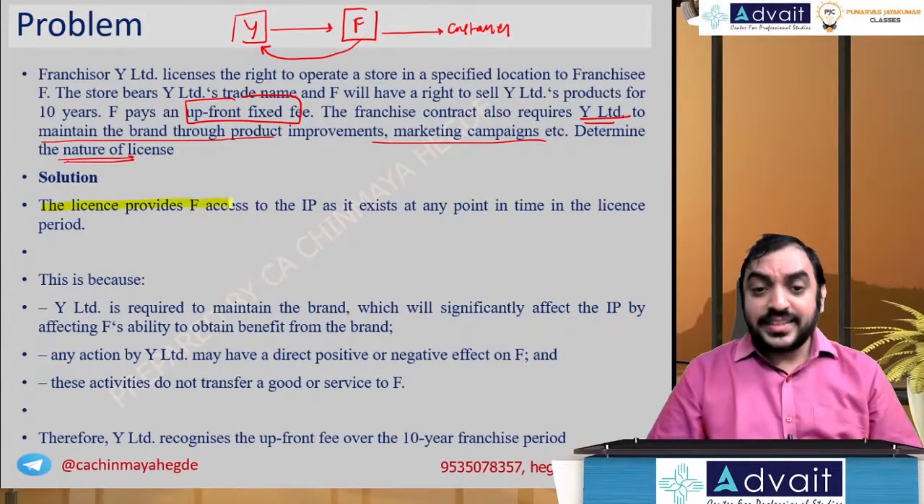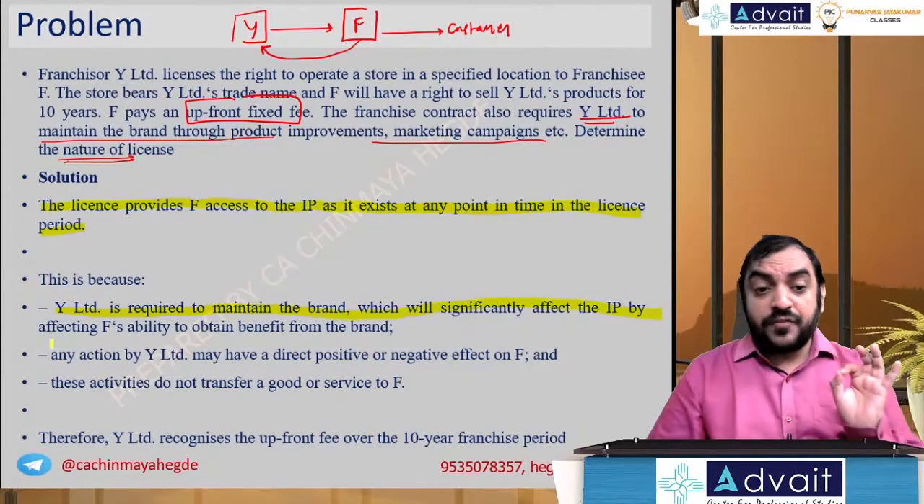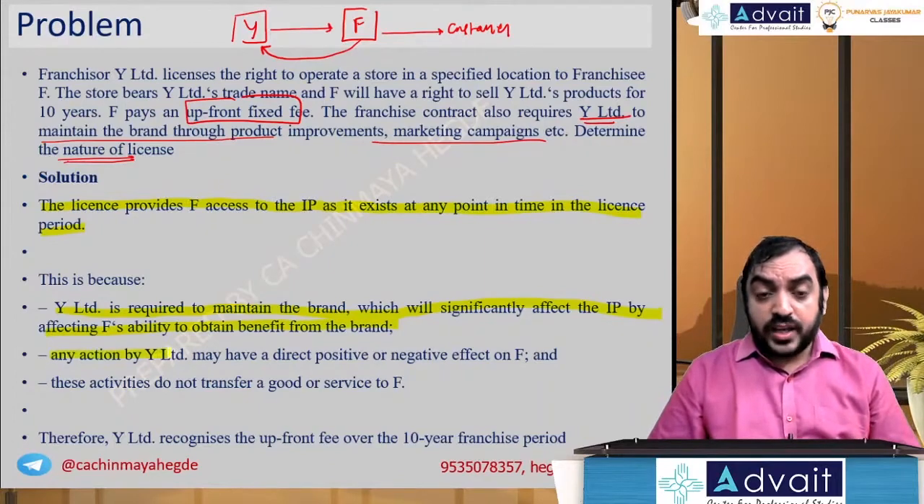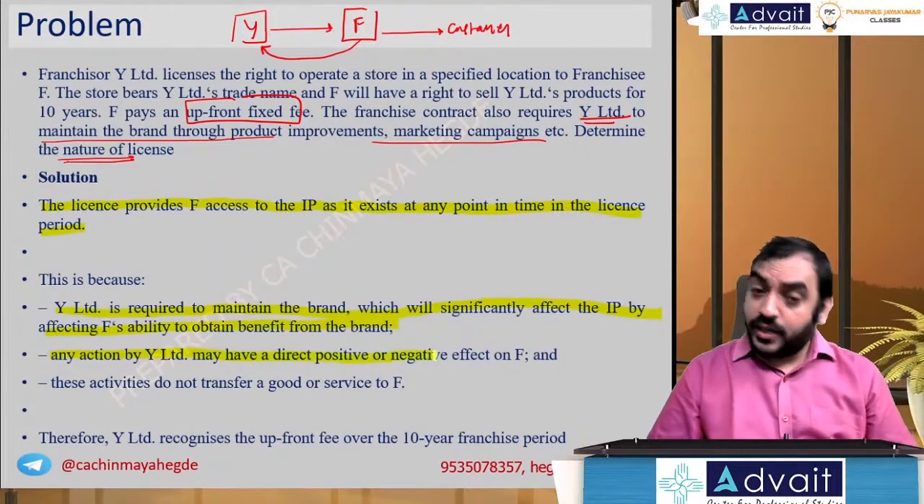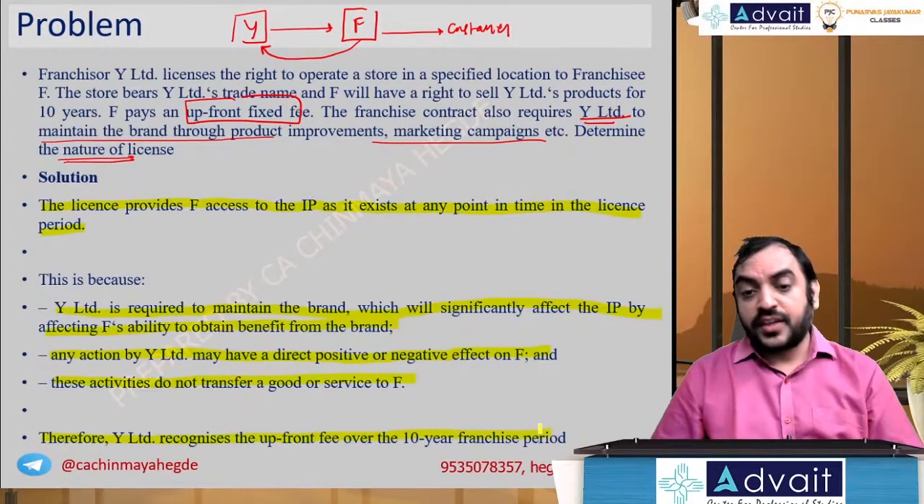The license provides access to the IP, intellectual property, as it exists at any point in time in the license period. That is because Y Limited is required to maintain the brand, which significantly affects the IP by affecting F's ability to obtain the benefit from the product. Any action by Y Limited may have a direct positive or negative effect on F. These activities do not transfer a good or service to F. Therefore, Y Limited recognizes the upfront fee over the 10-year franchisee period.